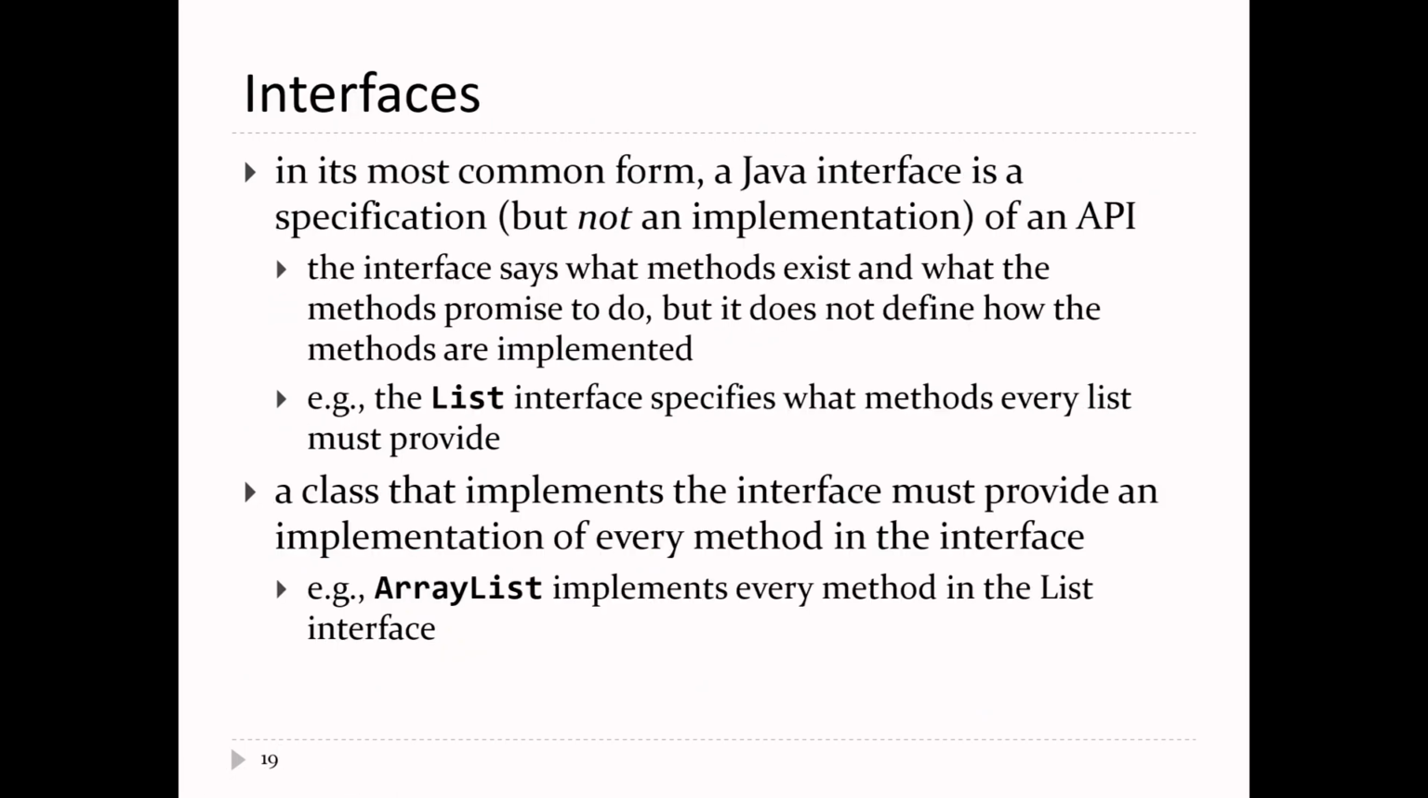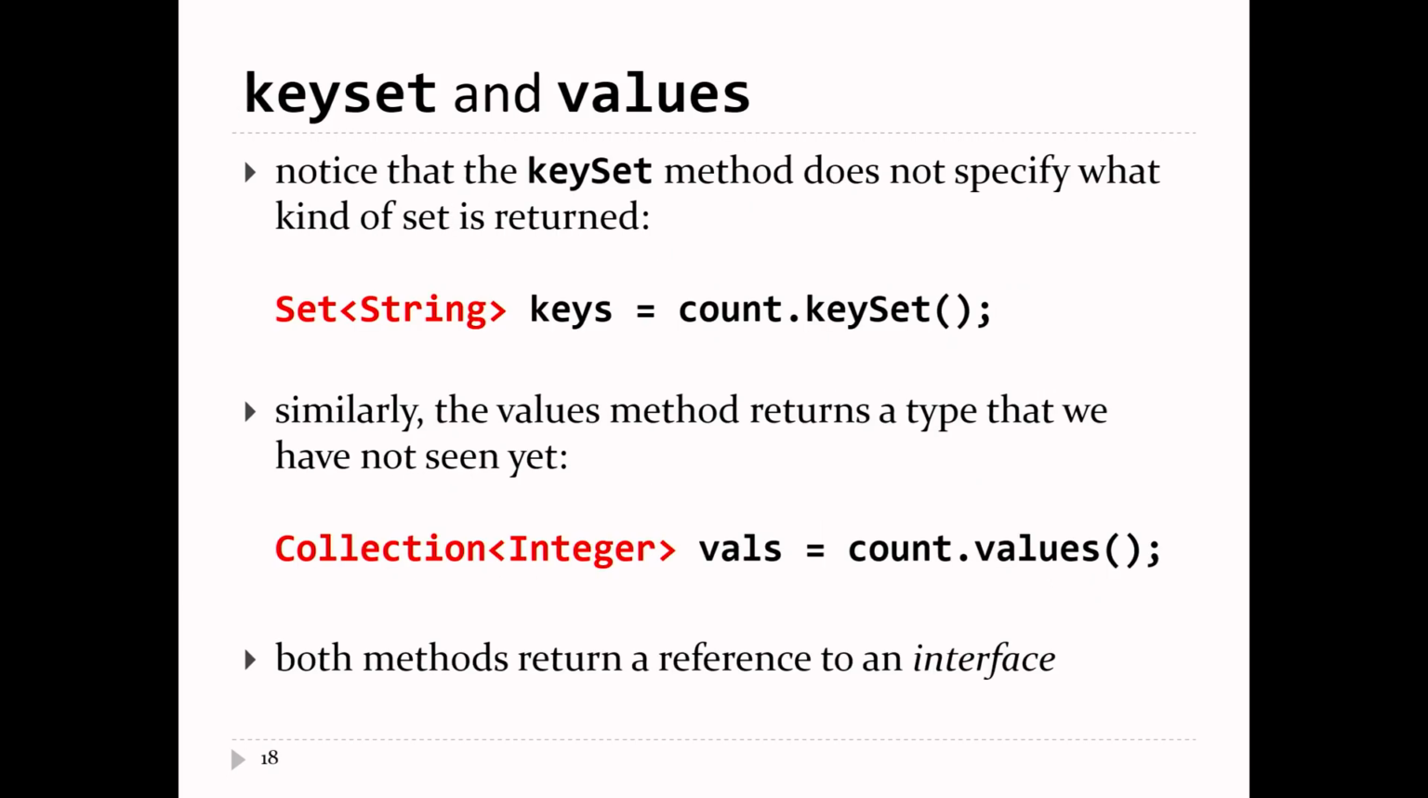Okay, so an interface is not a class, so that's the first thing you have to remember. But an interface is a type in Java. So big S Set is an interface, big C Collection is an interface, but Set is also a reference type in Java. So you can actually make a variable whose type is Set. Similarly, Collection is a reference type, so you can make a variable whose type is Collection.